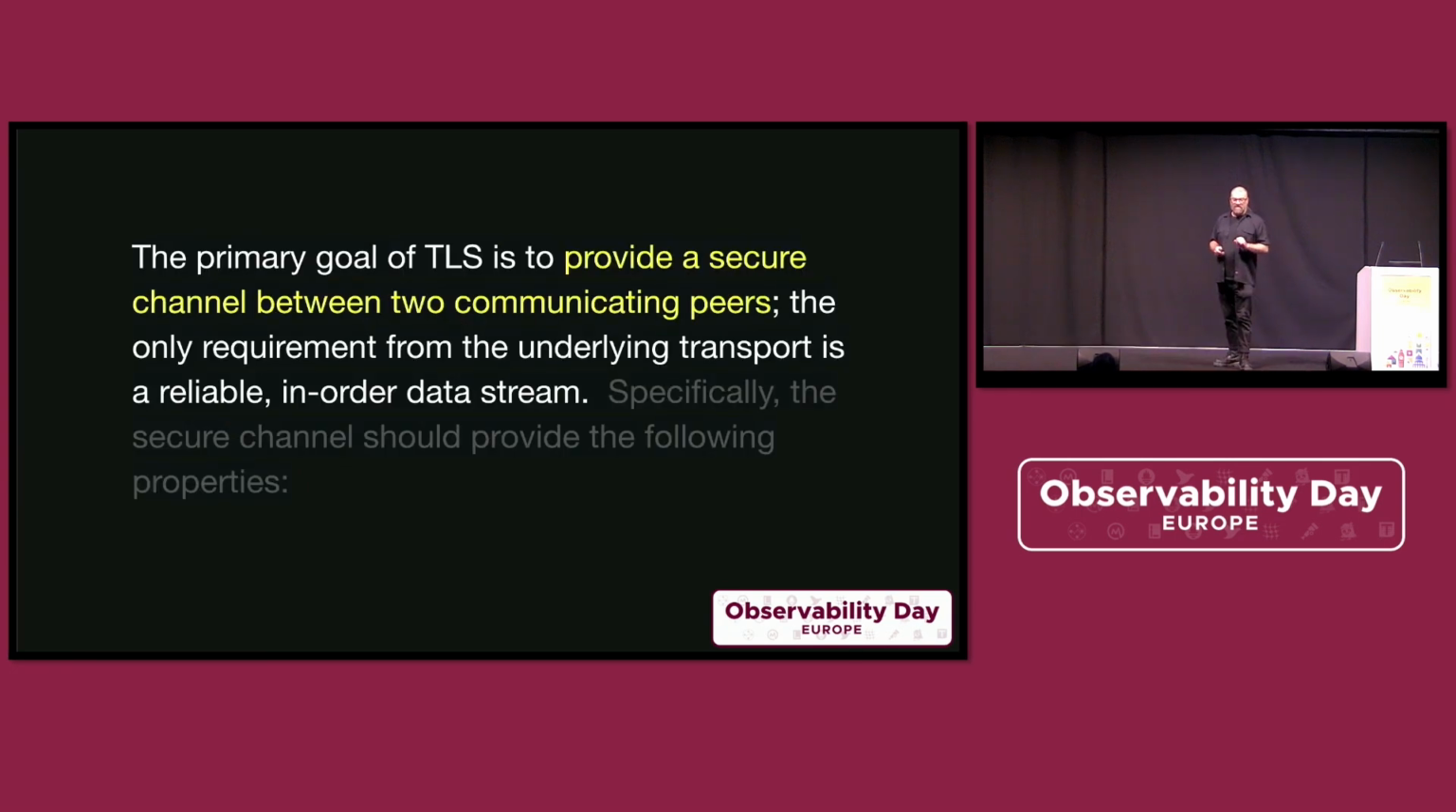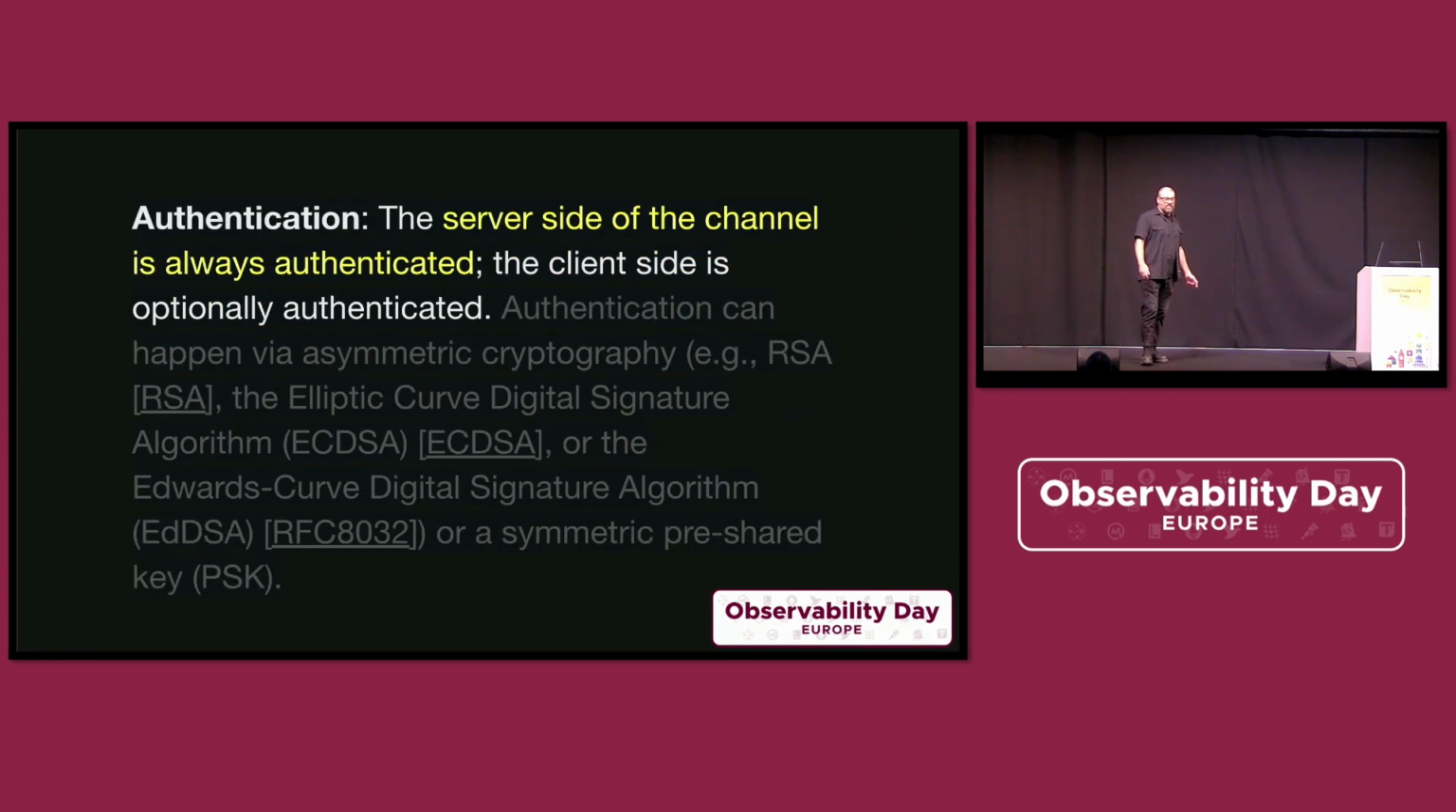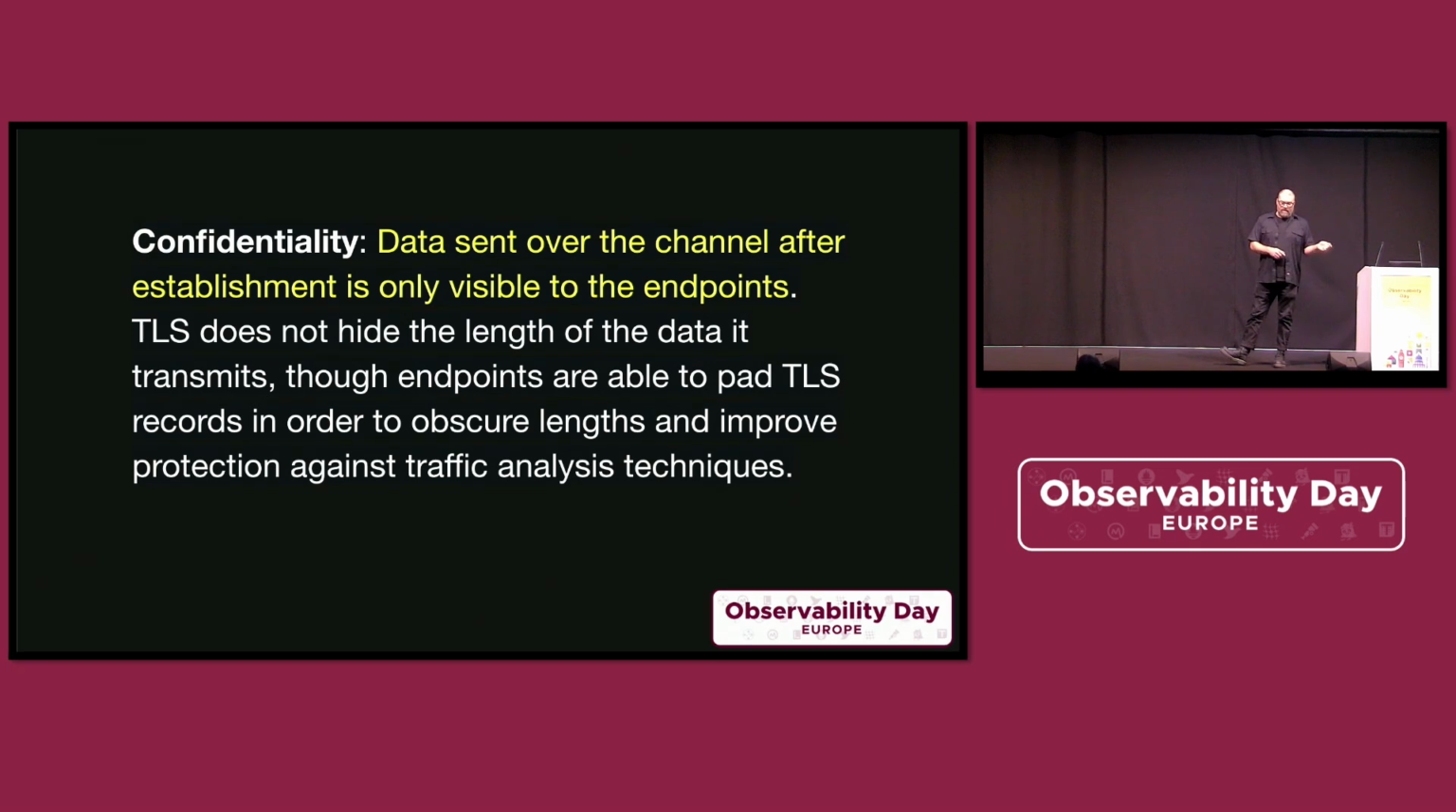The first one is that TLS provides a secure channel between 2 communicating peers. That seems important to securing this. The server side of the channel is always authenticated. So authenticated means we're validating the authenticity of who it purports to be. And then confidentiality: once a TLS connection is established, what's sent over is only visible to those endpoints, so not visible to our attacker in the middle.